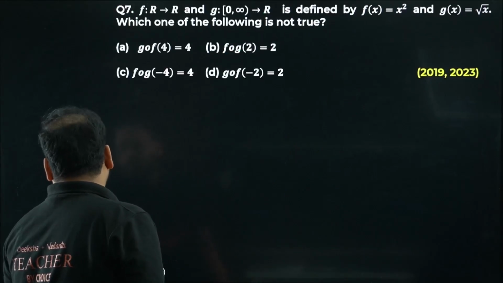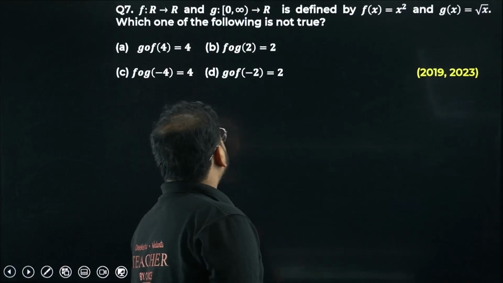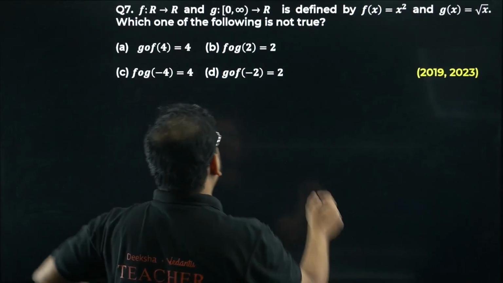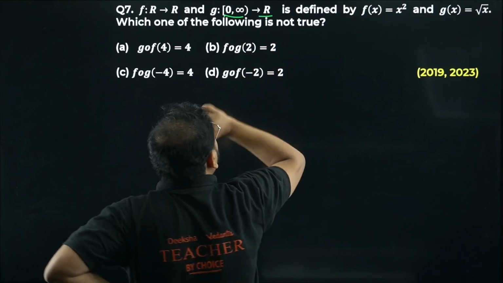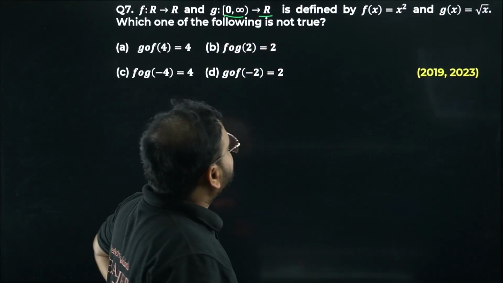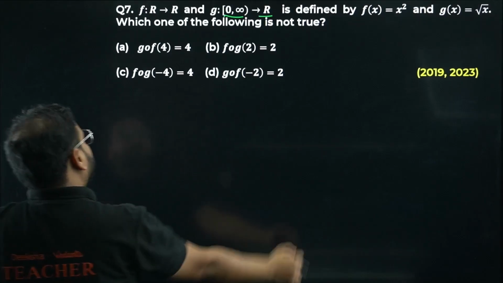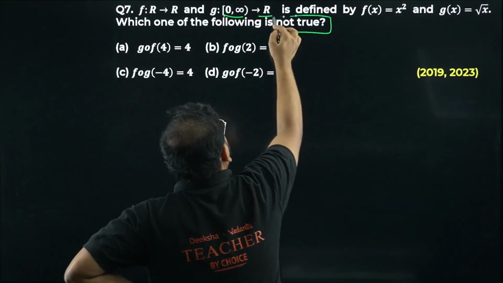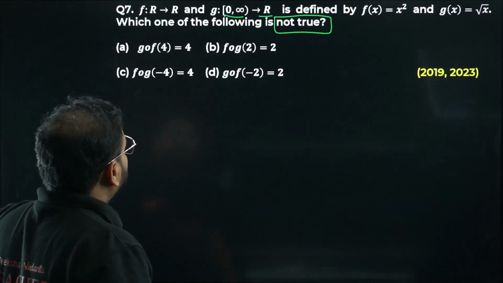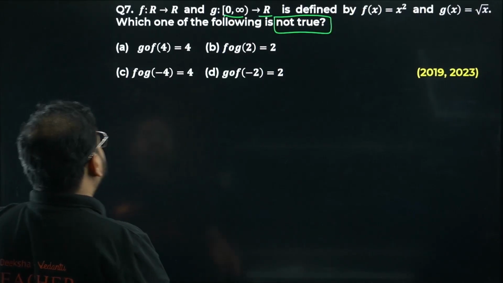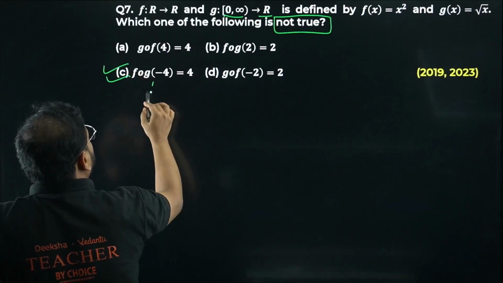If for the function f: R to R, g is defined from 0 to infinity, again this is the domain, this is the codomain for the g function. f(x) is x square, g(x) is root of x. Which of the following is not true? Very important, not true. Please check. This is right. This is the incorrect option. This is the incorrect one.